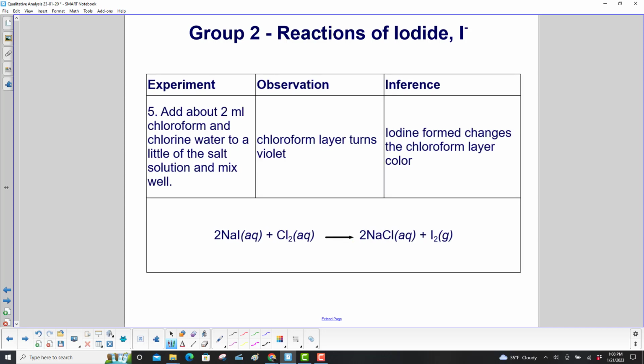5. Add about 2 milliliters of chloroform and chlorine water to a little of the salt solution and mix well. Observation: chloroform layer turns violet. Inference: iodine formed changes the chloroform layer color.